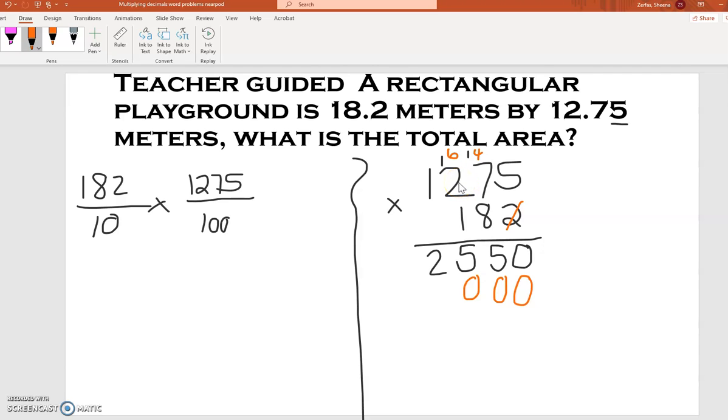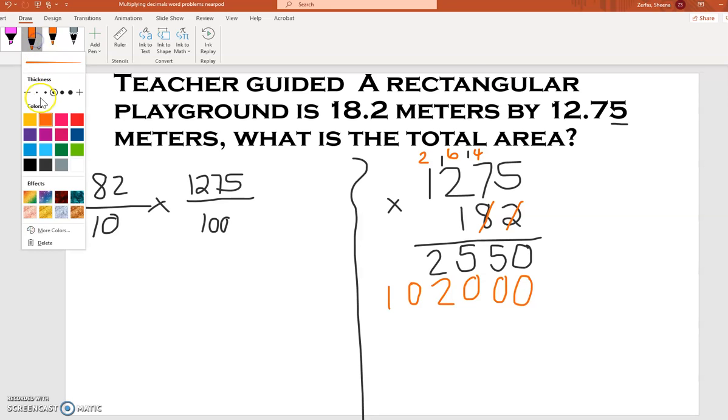8 times 2 is 16, plus 6 more would give me 22. Put down the 2, carry the 2. 8 times 1 is 8, plus the 2 that I carried is 10. Because I have no numbers after the 1, I can put down the 0 and the 1. That has now showed me I've multiplied the 8 by the 5, 7, 2, and 1, so I can cross the 8 off. Again, I'm going to switch my color, and now I'm multiplying by the 1.